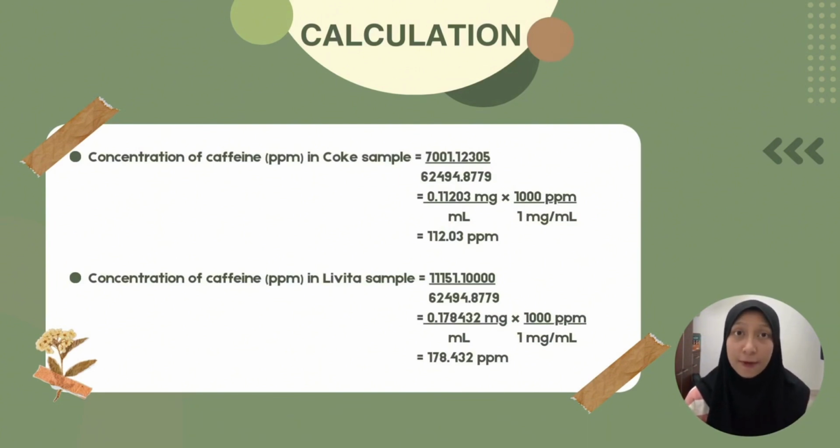After that, the concentration of caffeine in Coke sample is determined by the peak area of caffeine, which is 7001.12305, divided by the RF value obtained before, which is 62,494.8779, and converted to unit ppm. The final value is 112.03 ppm. The formula to obtain the concentration of caffeine in Levita is the same, and the final calculation is 178.432 ppm.